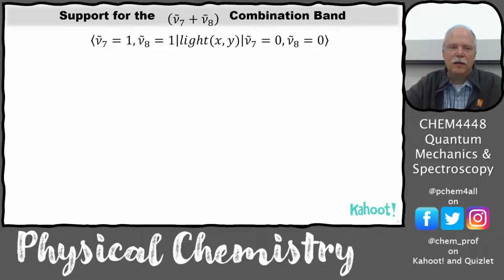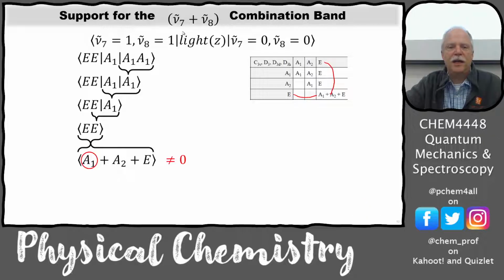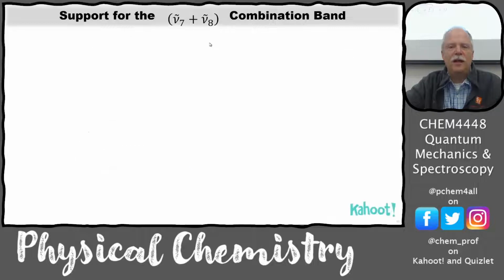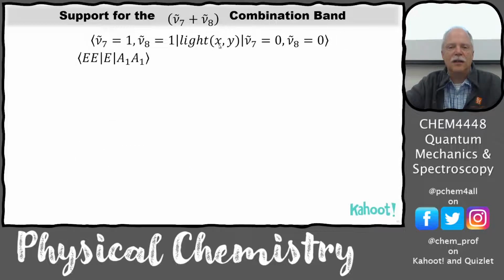Let's do one more. Let's look at XY polarized light hitting this combination band. The first one we did was with Z polarized light. Now we have another E in the middle. So we have 7 and 8, which are both A1 because they're in the ground state, light, which is E, and 7, 8 in the excited states, both E. So we do these pairwise from the right. A1 times A1 is A1, A1 times E is E.